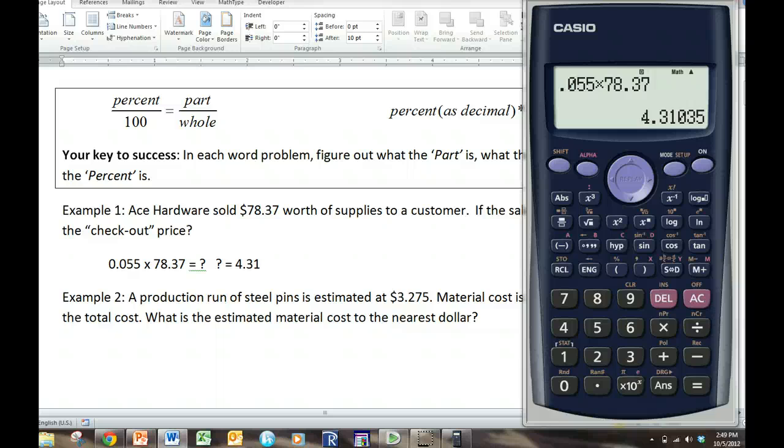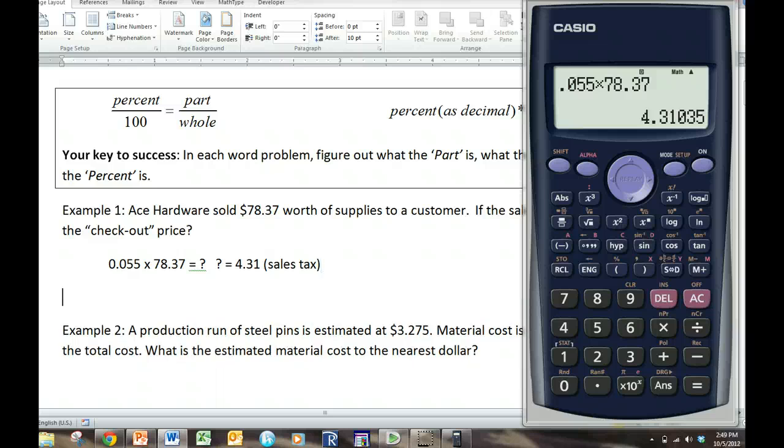Now, the question is, what did I just find out? Did I figure out what the checkout price was? And the answer to that is no, I didn't calculate the checkout price. So what did I calculate? I found 5.5% of $78.37. So I found what the actual sales tax is. I found the sales tax. But I want to know what the checkout price is.